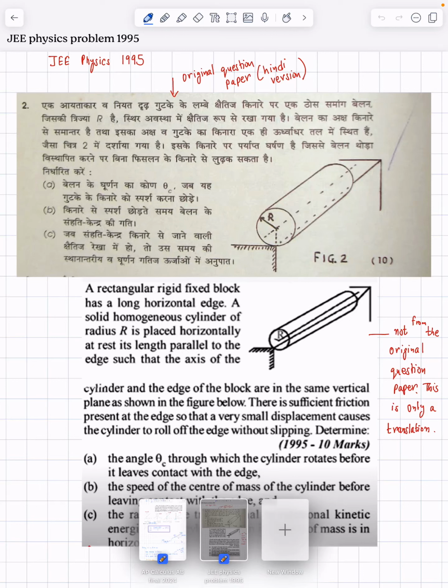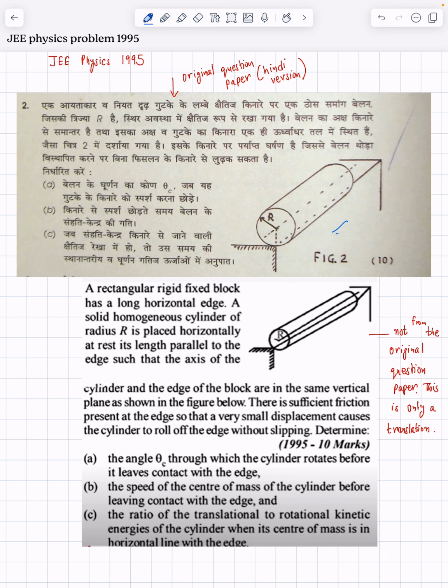Hi, so in this video, I'll be showing how to solve this mechanics problem which was asked in JEE 1995. On the top side, I have included the original question paper, and the purpose is just to show the diagram. At the bottom you can see the question in English, and the diagram is slightly modified, so you can see in the above picture what the original diagram shown in the question was. So let's read the question, what it says.